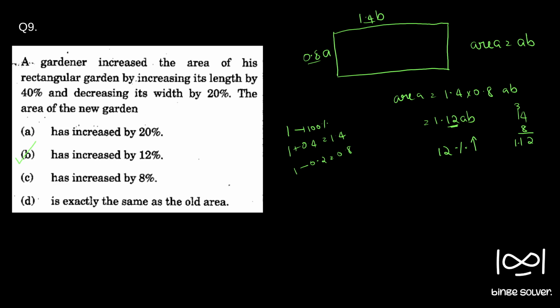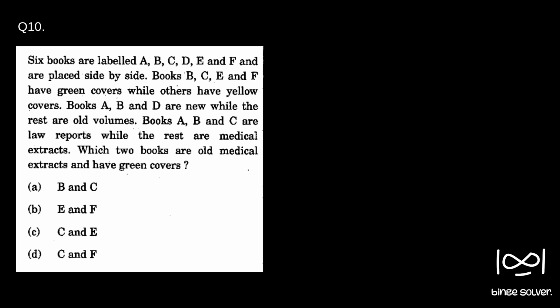Moving on to the next question, question 10. 6 books are labeled A, B, C, D, E, and F and are placed side by side. Books B, C, E, and F have green covers while others have yellow covers. So some information is given. Before going through all the information, we'll just see what the question is. Which two books are old medical extracts and have green covers?